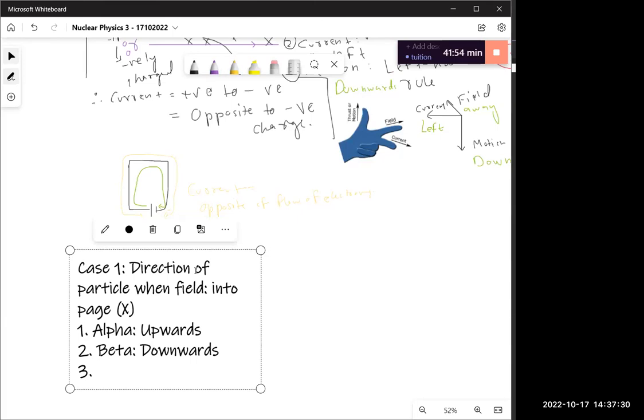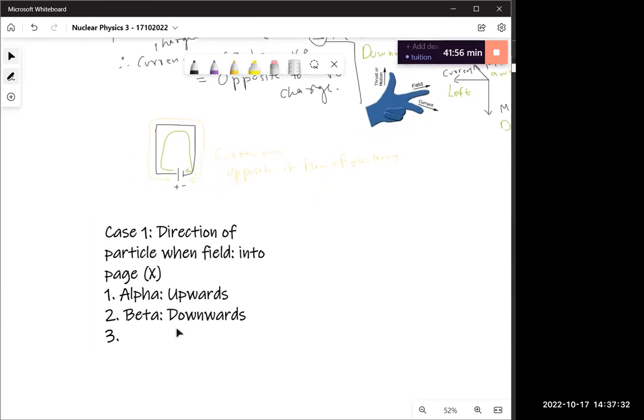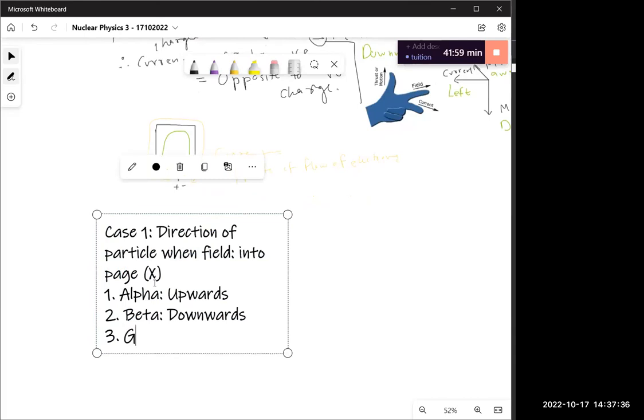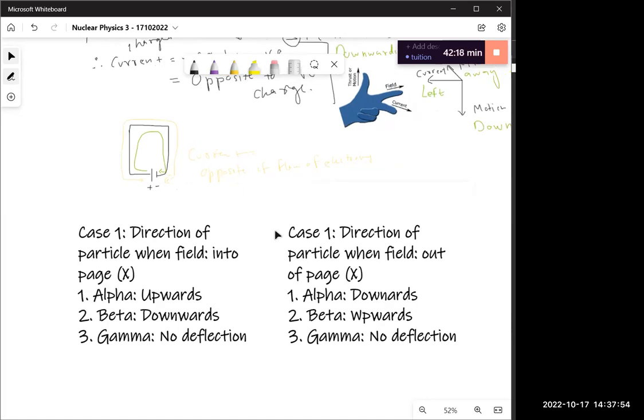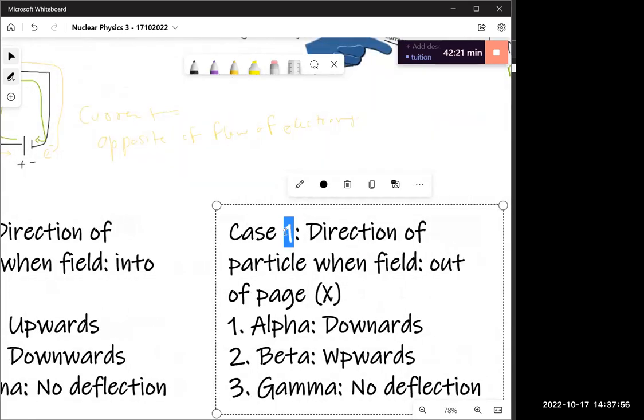Now, Anas, you have to understand how this is happening as well. You can't just memorize, but please first write this down. Gamma has no change, no deflection. Now case 2, the second case, when the field is out of the page. The direction switches. Alpha becomes downwards, beta becomes upwards. Write both of these in your notebook.